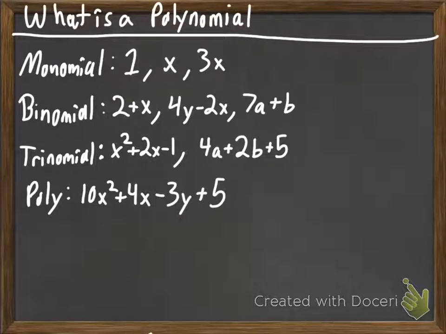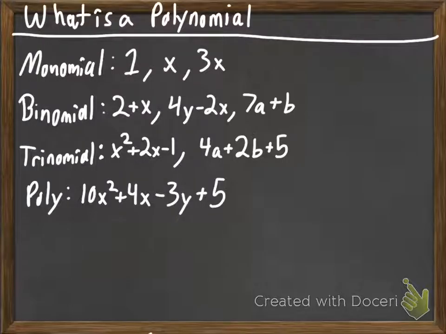We have our monomials, like 1x or 3x. We have our binomials, which can be 2 plus x, 4y minus 2x, 7a plus b. We have our trinomials, x squared plus 2x minus 1, 4a plus 2b plus 5, and then for everything else that has more than 3, we call it a polynomial, like 10x squared plus 4x minus 3y plus 5.